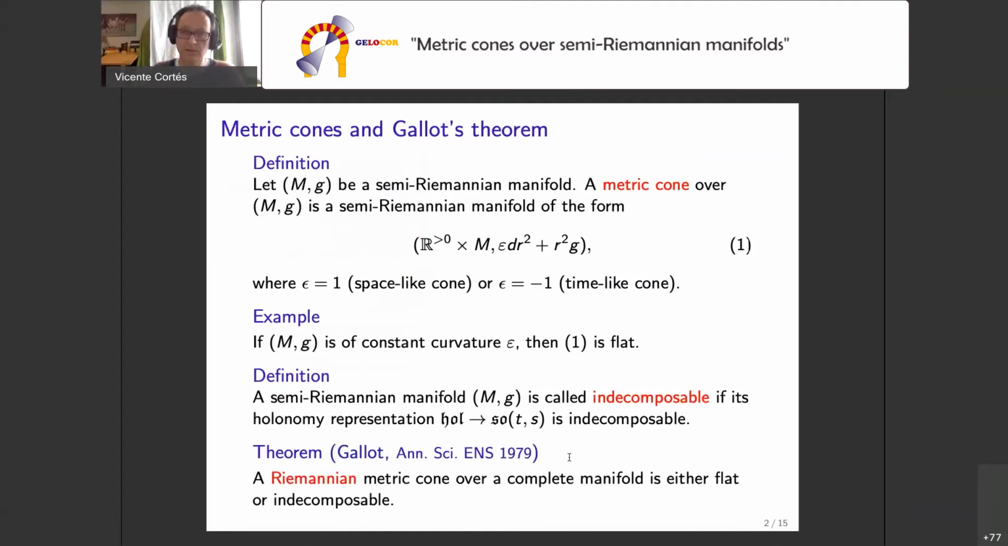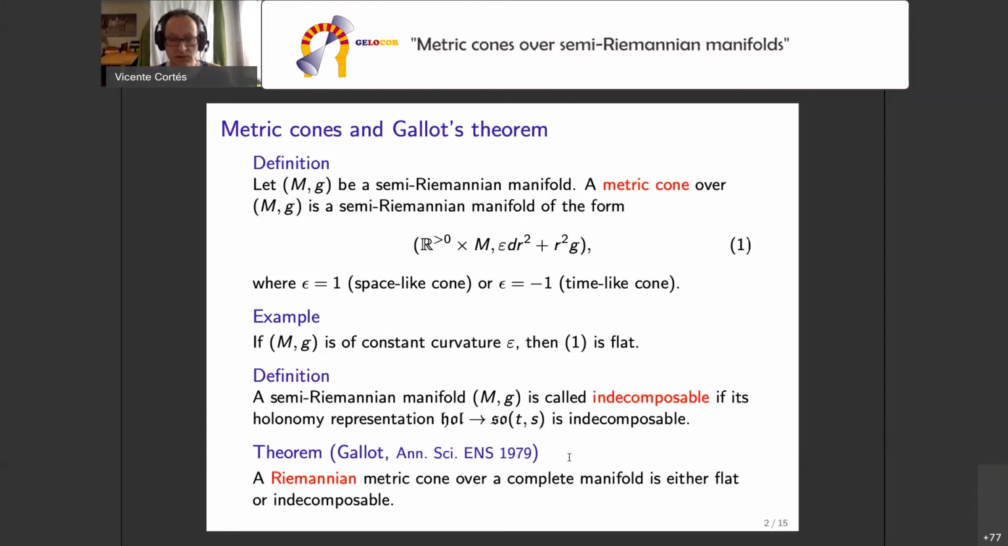And then the main result about Riemannian metric cones, due to Gallot from 1979, is that a Riemannian metric cone over a complete Riemannian manifold is either flat or indecomposable. In fact, in that case, you can just say irreducible, because it will be the same in the positive definite setting. This is a very useful theorem, because you can immediately apply Berger's classification of irreducible holonomy groups.